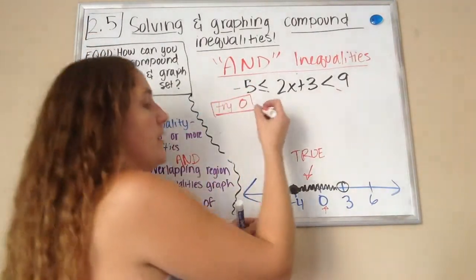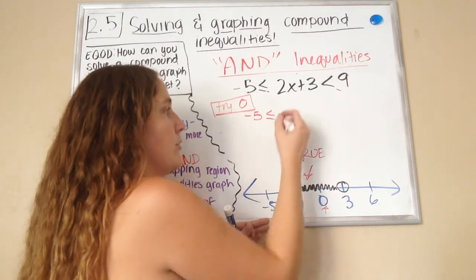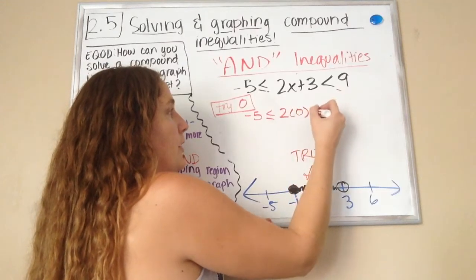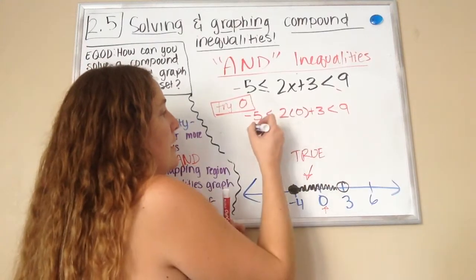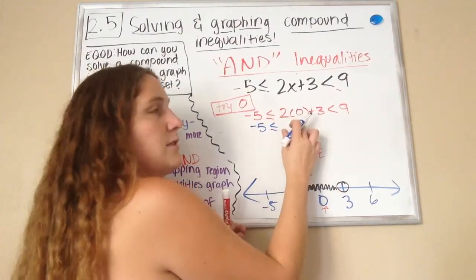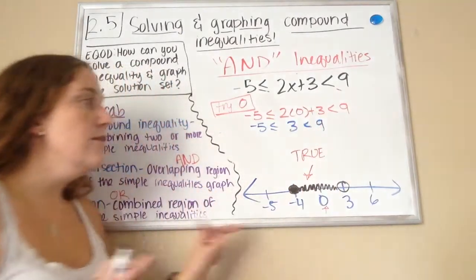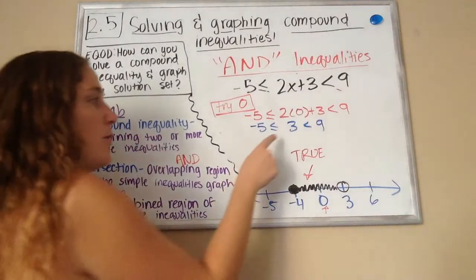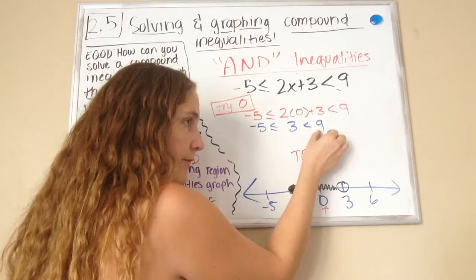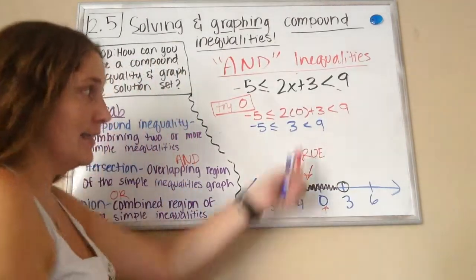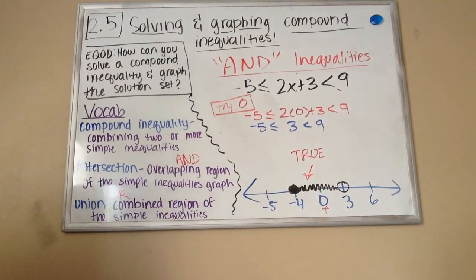Okay? So we're plugging 0 in for our variable, which is x, and we get negative 5 is less than or equal to 2 times 0 plus 3 is less than 9. So negative 5 is less than or equal to 2 times 0 is 0, 0 plus 3 is 3, less than 9. And let's see if this is true. So 3 is between negative 5 and 9. Okay, that's true. It's less than 9. It's more than negative 5. We're good. Awesome. So there's our and inequalities.